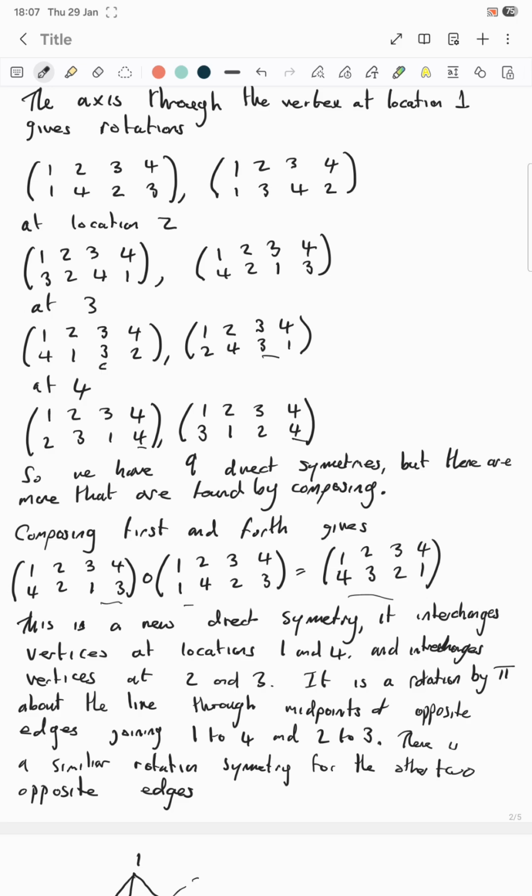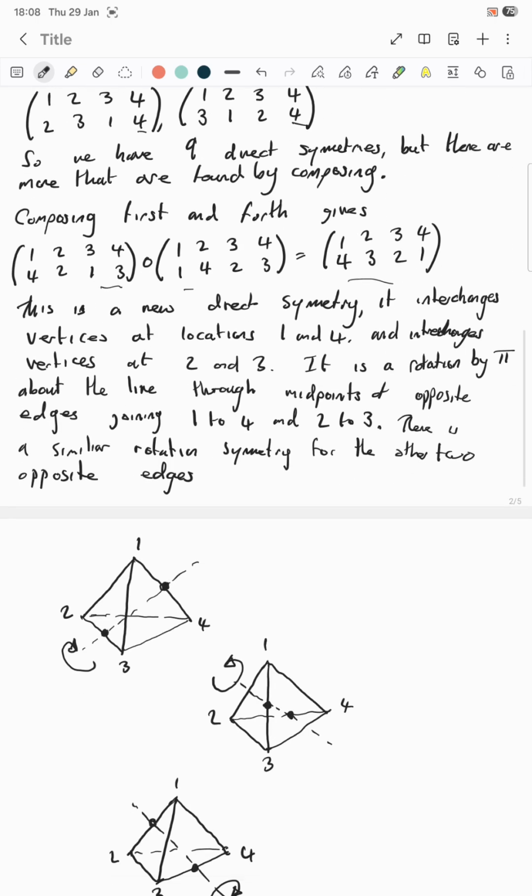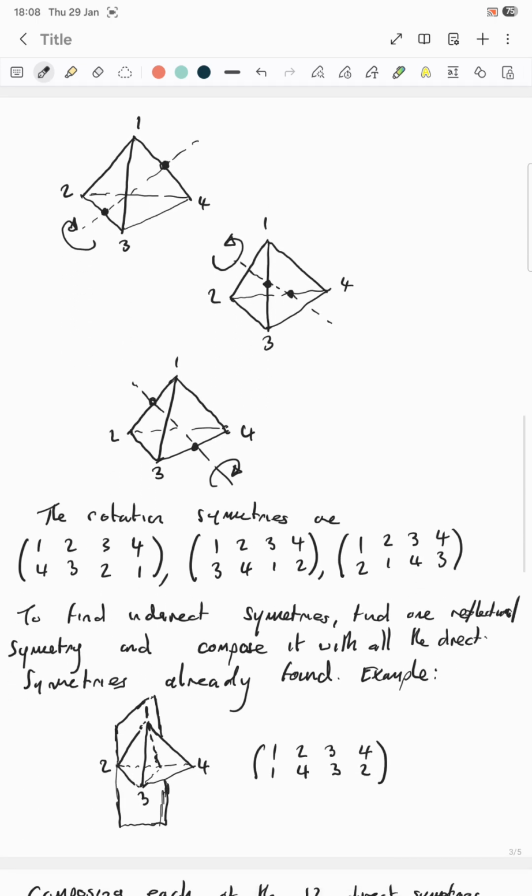Now, this is a new direct symmetry. It interchanges vertices at locations 1 and 4, and interchanges vertices at 2 and 3. It is a rotation by pi about the line through the midpoint of the opposite edges joining 1 to 4 and 2 to 3. There is a similar rotational symmetry for the other 2 pairs of opposite edges, which is shown here.